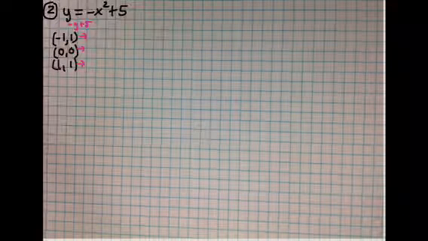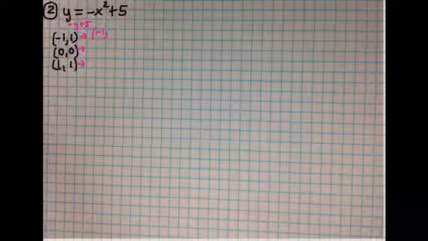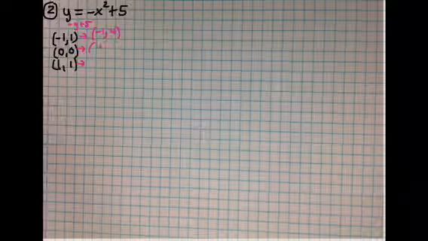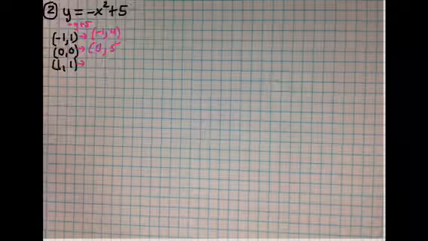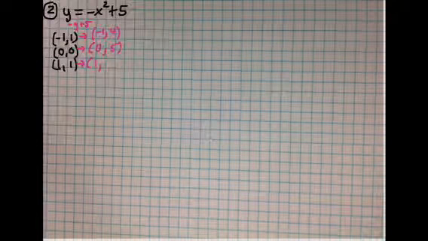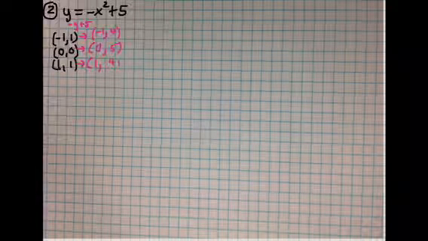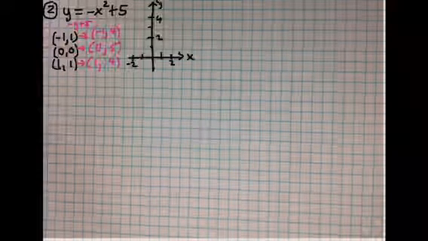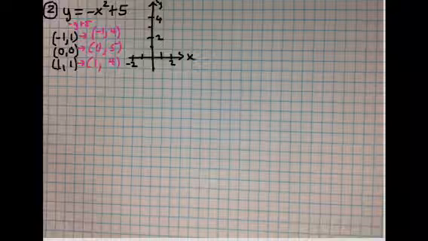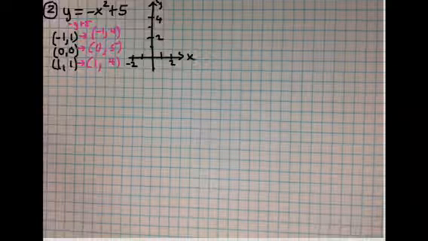So I'm going to transform the points now. Remember, the x's don't change. The opposite of 1 is -1, plus 5 is 4. 0 plus 5 is 5. And then the opposite of 1 is -1 plus 5 is 4. Okay, so those are the points that we're going to graph. So plot -1, 4, 0, 5, and 1, 4.